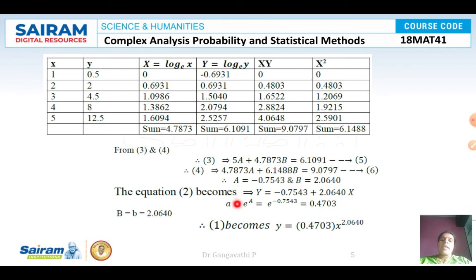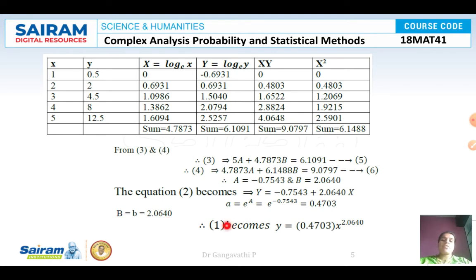So here a is equal to e to the power of a, where the value of a here is minus 0.7543, and e to the power of that, the anti-log, you can write, or in your calculator you can find e to the power of this value directly, which is 0.4703. And b, capital letter B, is the same, which is 2.0640.